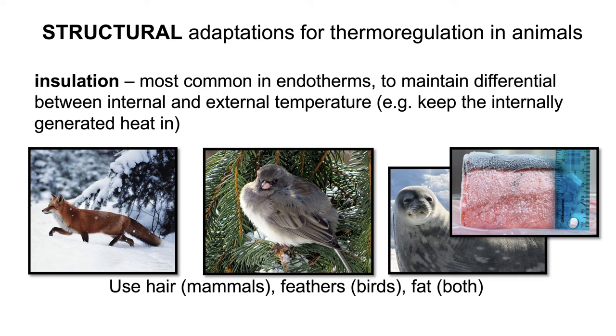And this is really to help maintain differential between the internal and the external temperature and keep that internally generated heat in. Great examples of insulation are things like hair, like you see on this fox here, things like feathers that can serve as a great insulation for birds, and things like fat that we can see on birds and mammals. A great example of that is the blubber that we see in seals. They have a really, really thick layer of blubber that helps to keep them warm and insulated in cooler temperatures, along with hair as well.